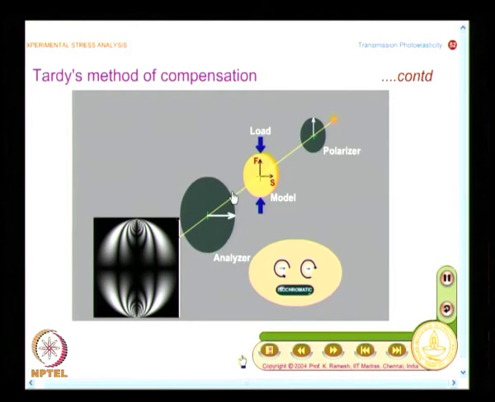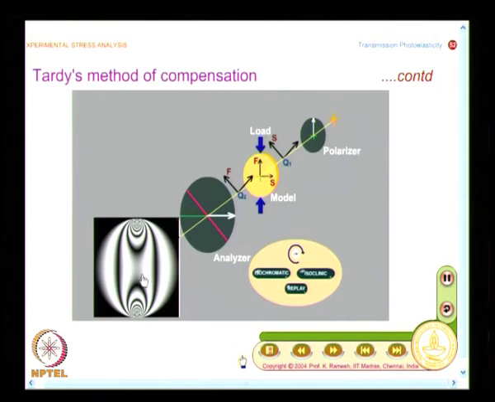So, the first step is I need to find out the isoclinic angle at the point of interest, and we find that in a plane polariscope the 0th degree isoclinic passes through the center. And if I look at the isochromatic, to convince yourself that I have this as a dark field, I have fringe order 0, fringe order 1 and fringe order 2. So, you can say the fringe order at the center is between 1 and 2.